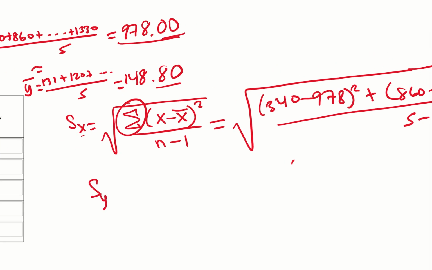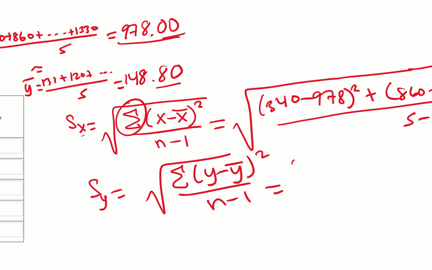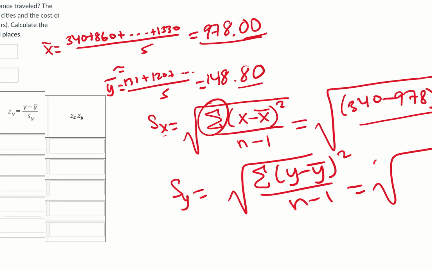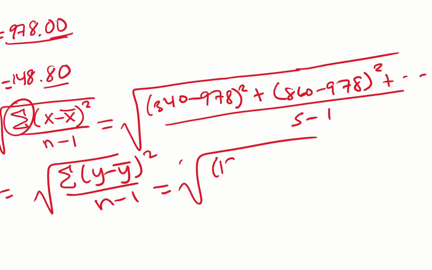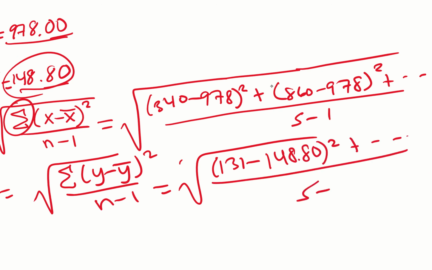Repeat that for y. So we're going to do the same thing, but this time, instead of x, we'll be using y for the airport fare. So the first fare is 131 minus the average fare, 148.80, squared, and so on. Divide that by 5 minus 1.